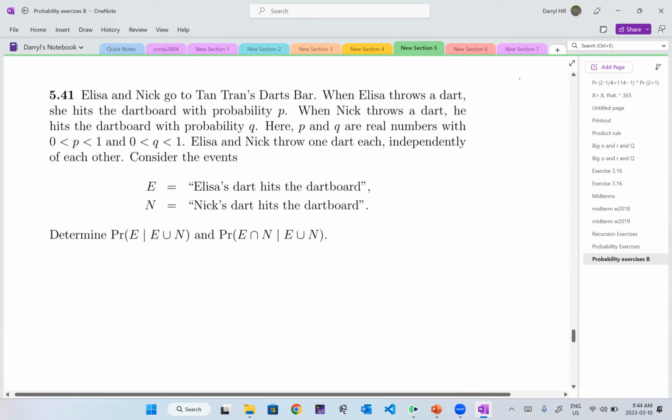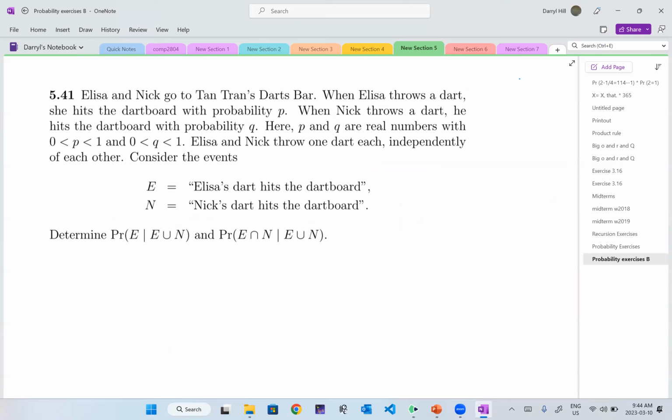All right, so here is independence we're going to use again. Eliza and Nick go and play some darts. They each throw a single dart at the dartboard. Eliza hits the dartboard with probability P, and Nick hits the dartboard with probability Q, and both P and Q are, of course, between 0 and 1. They each throw one dart independent of the other.